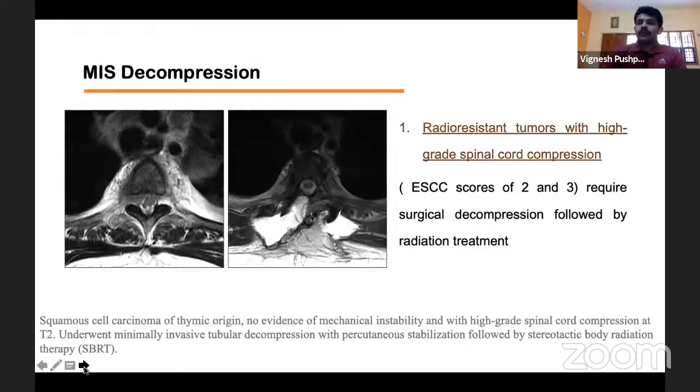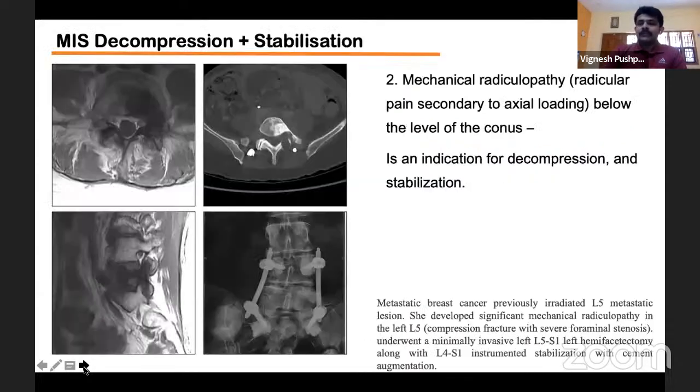It is advocated for radio-resistant tumors with high-grade spinal cord compression, that is scores of 2 and 3, followed by radiation treatment. Second is decompression with or without facetectomy, and stabilization, which is advocated for patients with mechanical radiculopathy due to the axial loading below the level of the conus.